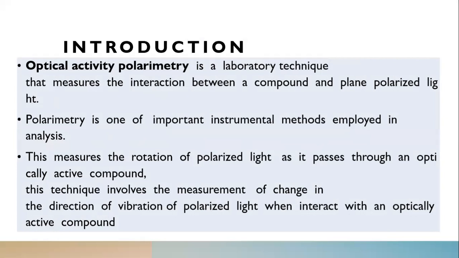Introduction. Optical activity polarimetry is a laboratory technique that measures the interaction between a compound and plane polarized light. Polarimetry is one of the important instrumental methods employed in analysis. This measures the rotation of polarized light as it passes through an optically active compound. This technique involves the measurement of change in the direction of vibration of polarized light when it interacts with an optically active compound.